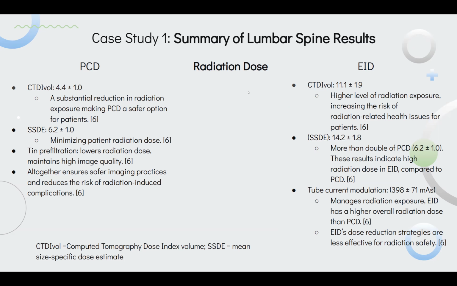And then just briefly going to the side of EID, the CTDI volume was 11.1 plus or minus 1.9. So that obviously showed a higher level of radiation exposure, which increases the risk of radiation-related health issues for patients. EID also implemented tube current modulation, which was about 398 plus or minus 71, that was supposed to manage the radiation exposure. However, even with that implemented, EID still had a higher overall radiation dose than PCD, which did not have tube current modulation. That also implies that EID's dose reduction strategies are less effective for radiation safety.